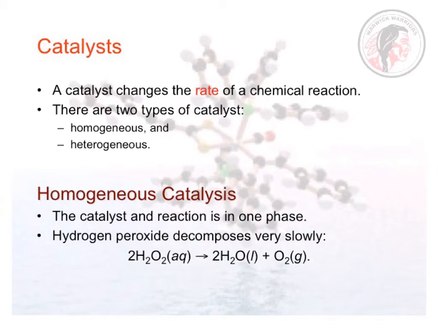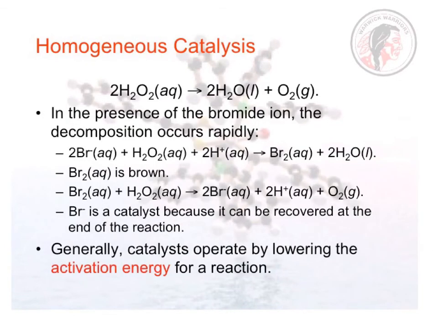So here's an example. Hydrogen peroxide, you've maybe seen that in your house in a brown bottle. It actually decomposes really slowly and it just turns into water and oxygen. If you take it out of the brown bottle, it'll decompose in the presence of sunlight. But that reaction is really pretty slow. If you were to add a bromide ion to hydrogen peroxide, it will act as a catalyst and it will cause that hydrogen peroxide to very quickly decompose into water and oxygen.